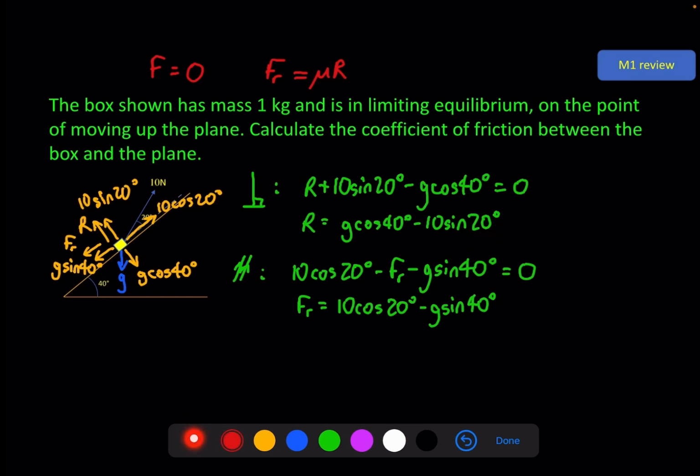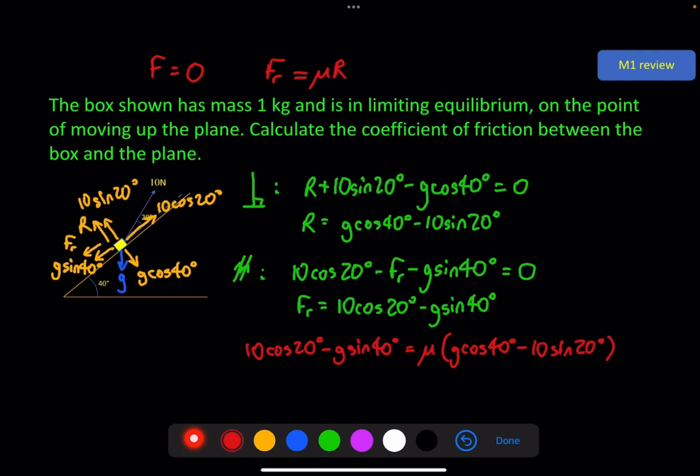So if I jump into red here, we've got 10 cosine 20 degrees minus g sine of 40 degrees must equal mu times R, which is g cosine 40 degrees minus 10 sine 20 degrees. And if I divide through to find mu on my calculator, I get 0.7579, but because I've used g as 9.8, I'm going to round that to two significant figures, 0.76.